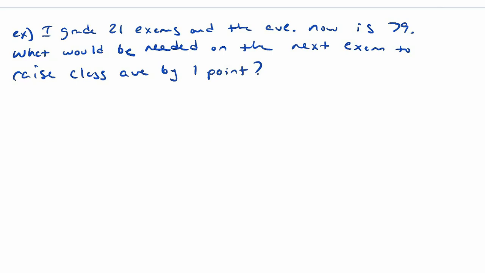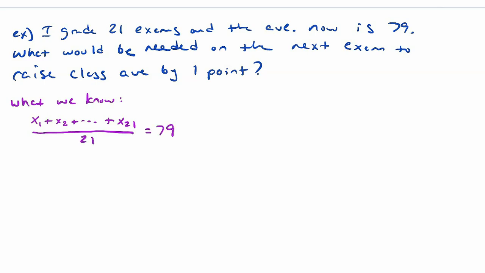All right, so let's think about this in two lights. What do we know? What we know is that the current average after 21 exams is 79. So if I have my first value plus my second all the way up to my 21st value, I don't know what any of these individual grades are, but if I add these 21 grades together and divide by 21, my average is 79. That's what we know. What do we want? We want x22, that 22nd grade, such that the new average is 80.